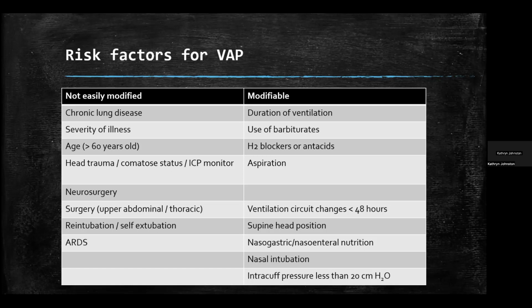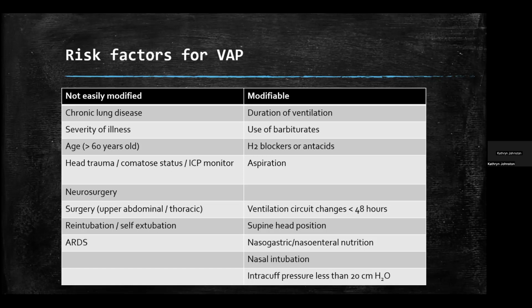But when you talk about those that are modifiable, then the duration of ventilation from point of intubation must focus first and foremost on, once you ventilate, you start with a plan for how soon you can extubate the patient. That's something that needs to be addressed daily: how soon will they be extubated? Because the longer a patient is on the ventilator, the more likely they are to develop a ventilator-associated pneumonia.